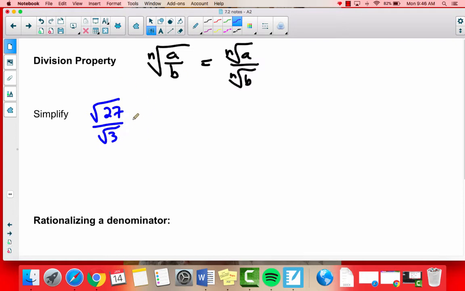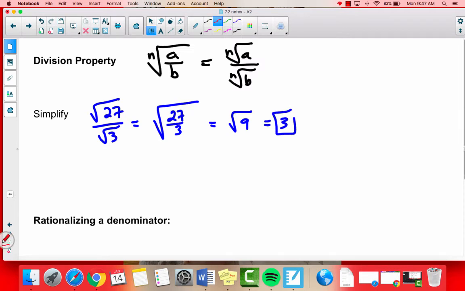However, this division property rule says we can morph that into one big fraction, and because we can do that, we can reduce the 27 over 3 into the square root of 9. And the square root of 9 obviously is 3. So taking something that was very ugly and that didn't reduce nicely, by combining it into one division problem, we could reduce it down to something that works out very well. All right, so there's an example where it's helpful to combine it.